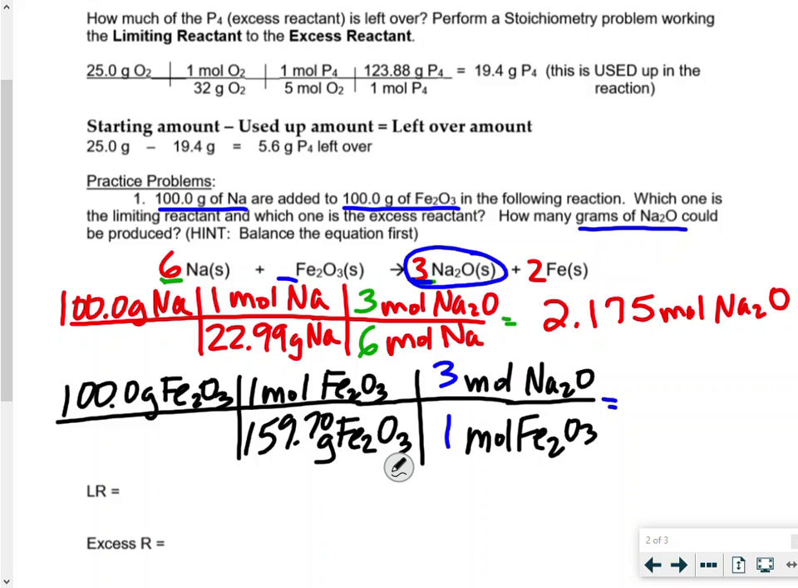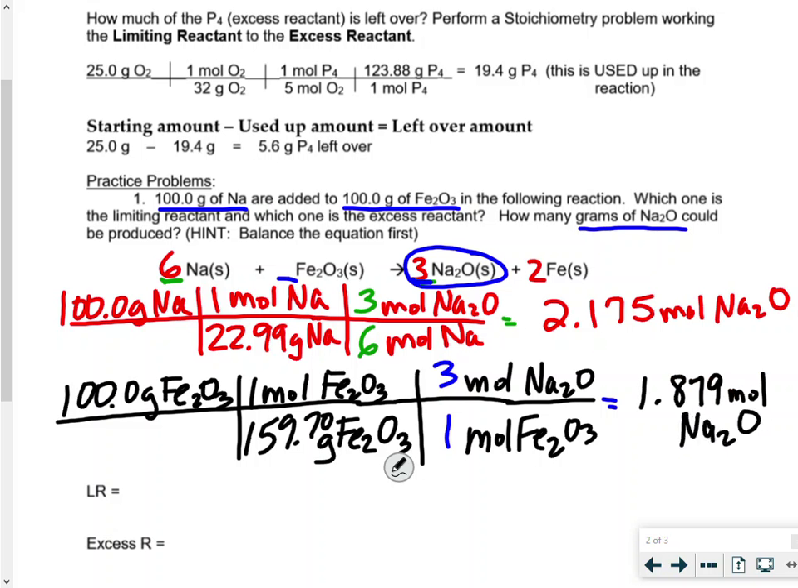Anyone? How many sig figs? 1.88 moles. How many sig figs? 1.879. Very good. Okay, 1.879, 4 sig figs. All right.